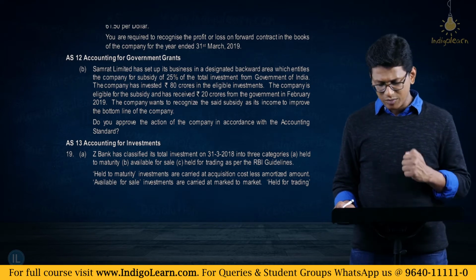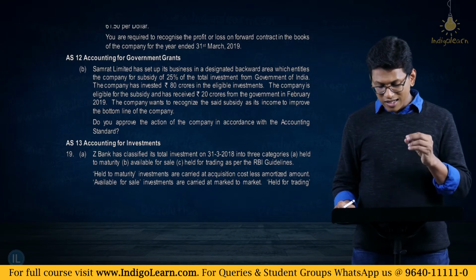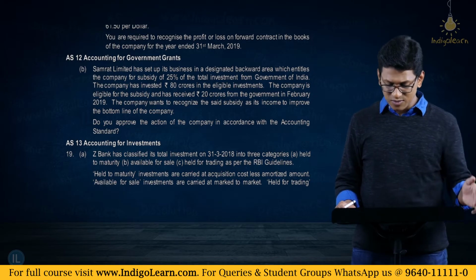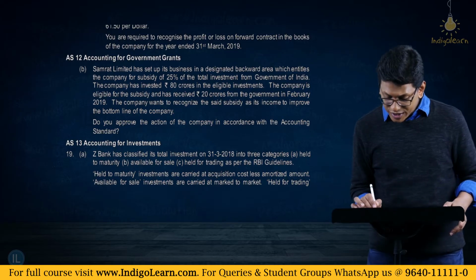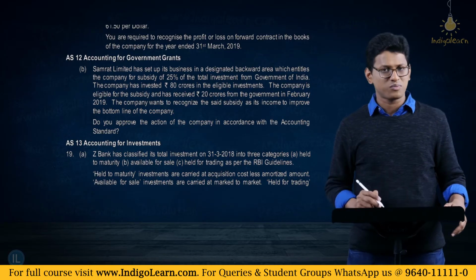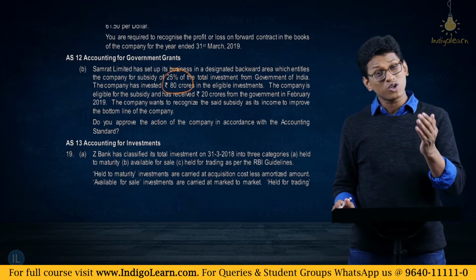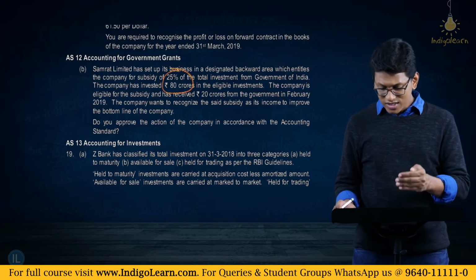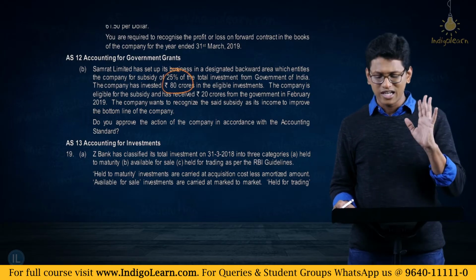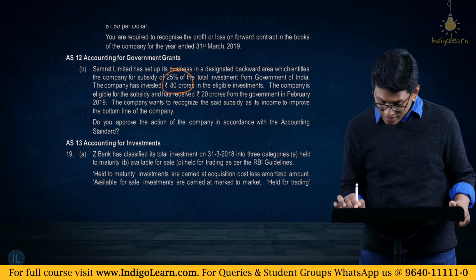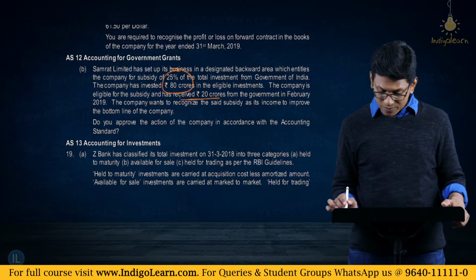Okay, let's break it up and check. Samrat Limited has set up its business in a designated backward area. So basically there are some subsidies. How much subsidy? 25% of total investment. 25% of 80 crores, which is 20 crores. So that is the subsidy amount. The conditions are met, it says, right? So received 20 crores also.